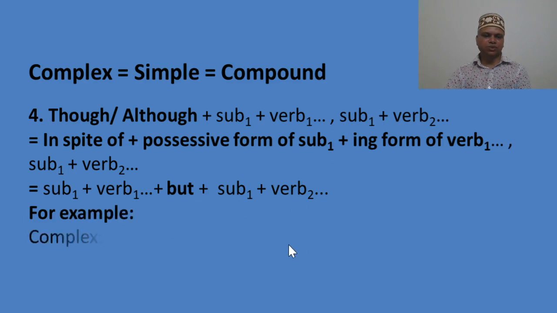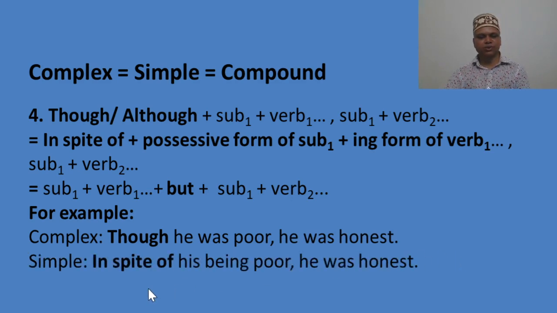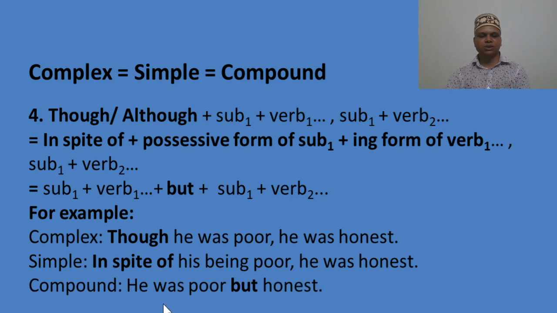Now look at the example. Complex: though he was poor, he was honest. Simple: in spite of his being poor, he was honest. Compound: he was poor but honest. So look at the example. The sentence contains though. Though is a subordinating conjunction, that's why it is a complex sentence.